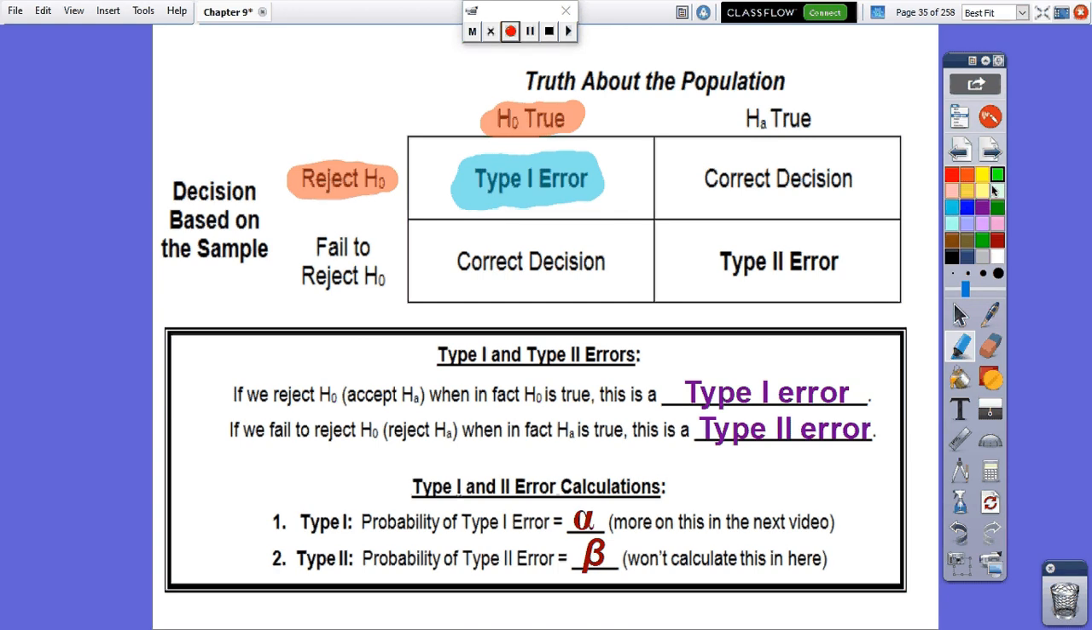The other scenario is that we fail to reject the null hypothesis, and so we hold on to the null hypothesis, but truth be told, the alternate was really the right decision to make. It's kind of weird. We feel like we're being lied to here, that our sample value that we got our p-value on really kind of deceived us, if you will. And so if we fail to reject the null hypothesis, but we really should have rejected it, then we will have committed what's called a type 2 error.